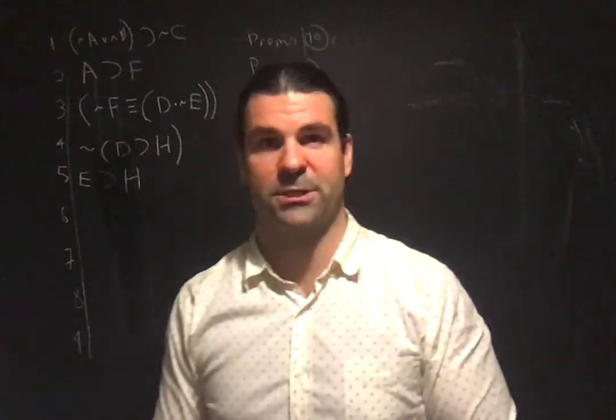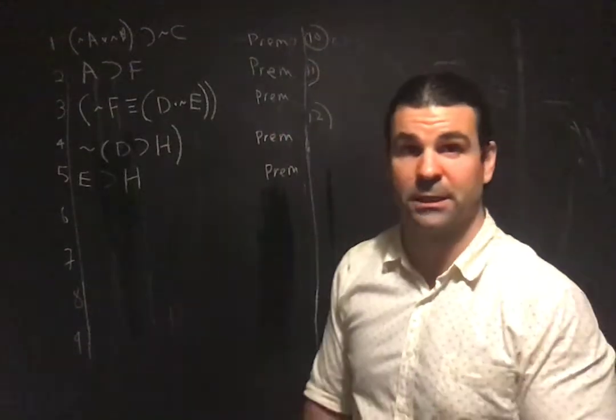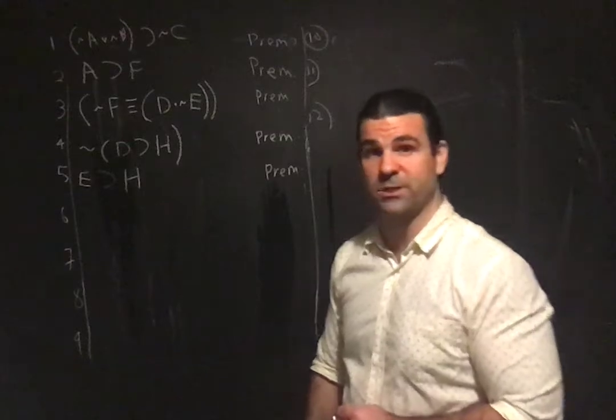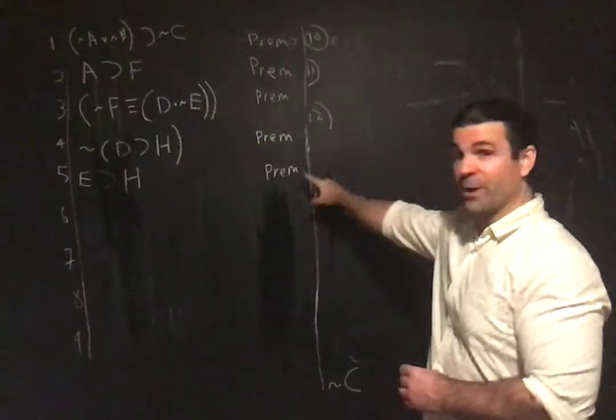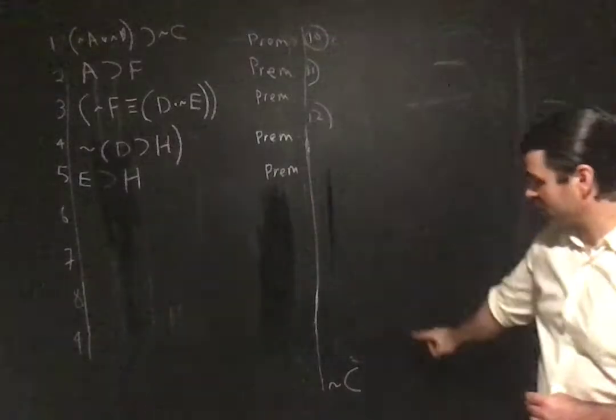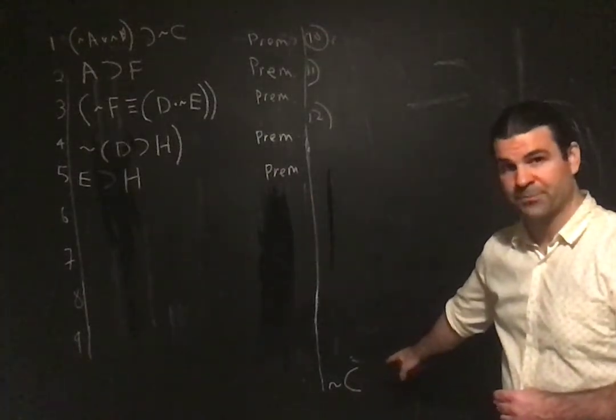Unit 8, Part 13. All right, last one. Let's do 7a from page 173. Exercises for Unit 8, 7a. We have 5 premises. We're looking for not C.